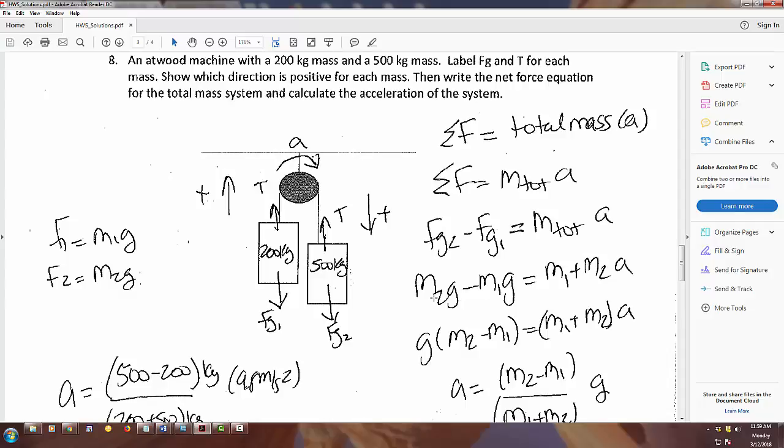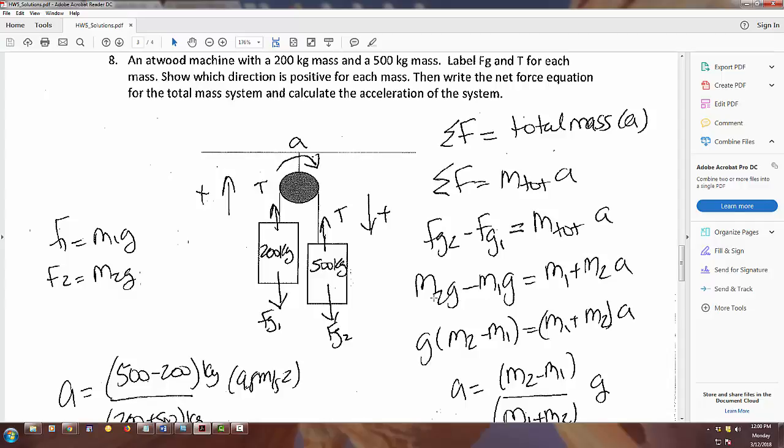What's really going on? The heavier mass is going to pull down on the lighter mass. The lighter mass is going to slow it down. So it's going to accelerate, but it's going to accelerate in the direction of the 500 kilogram mass. So here's the trick. Whenever you have two masses, we're going to say the acceleration is positive in whatever direction the individual mass is accelerating. So for the 200 kilogram mass, it's going to accelerate up. Any vector in the up direction is a positive value. And for the 500 kilogram mass, any vector in the down direction is a positive value.